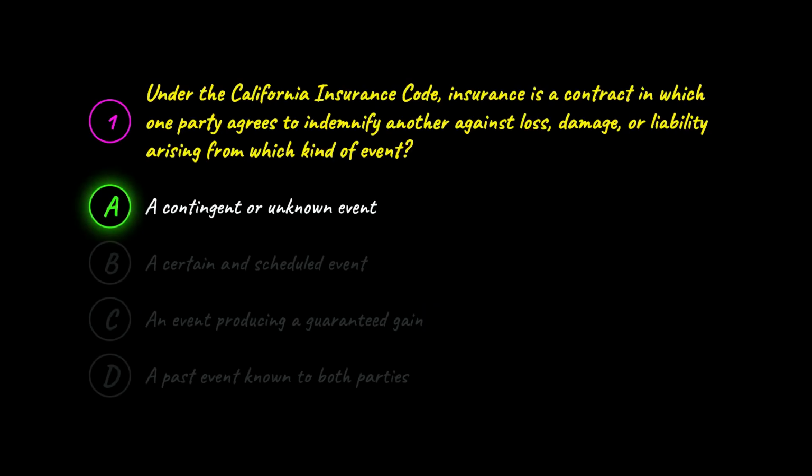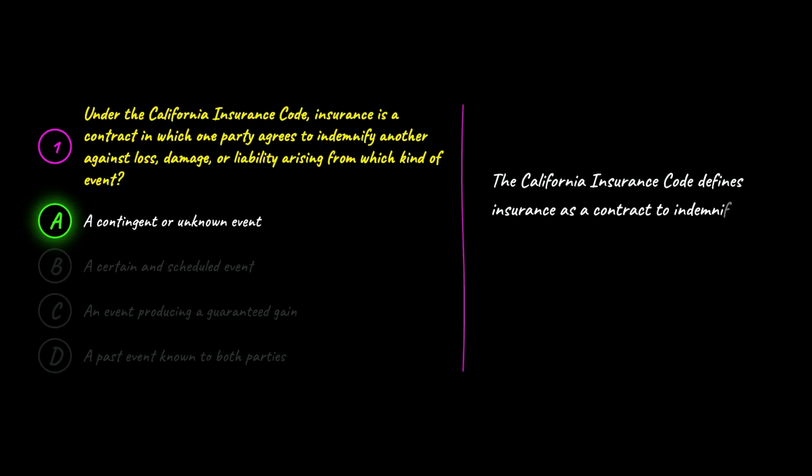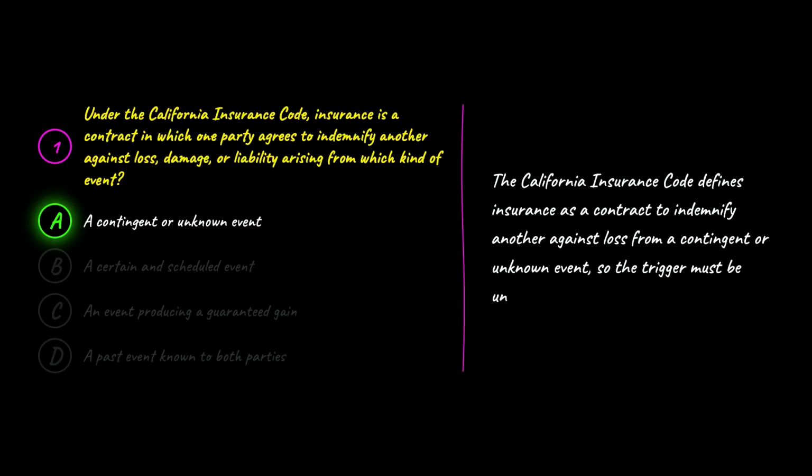The correct answer is A, a contingent or unknown event. A is correct because the California Insurance Code defines insurance as a contract to indemnify another against loss from a contingent or unknown event. So the trigger must be uncertain in whether or when it happens.